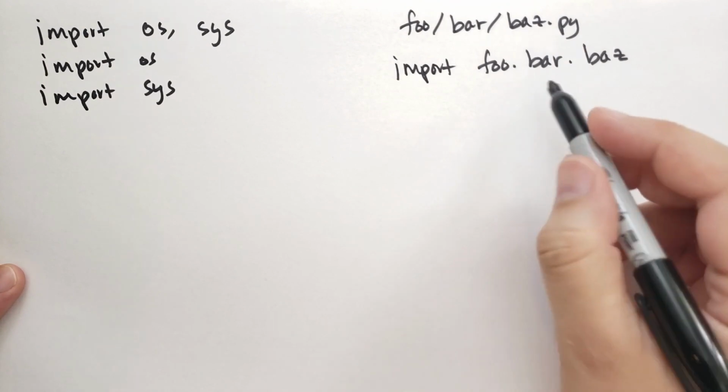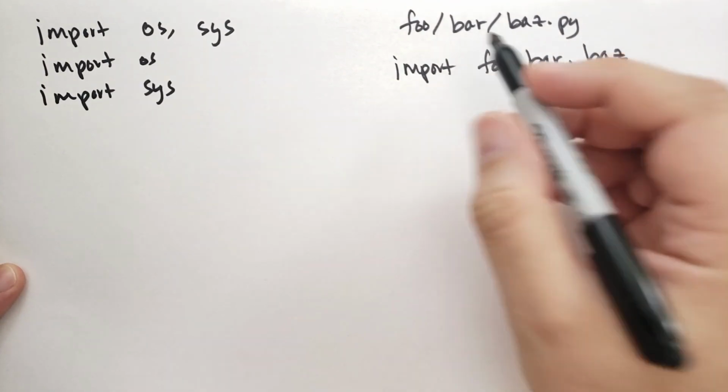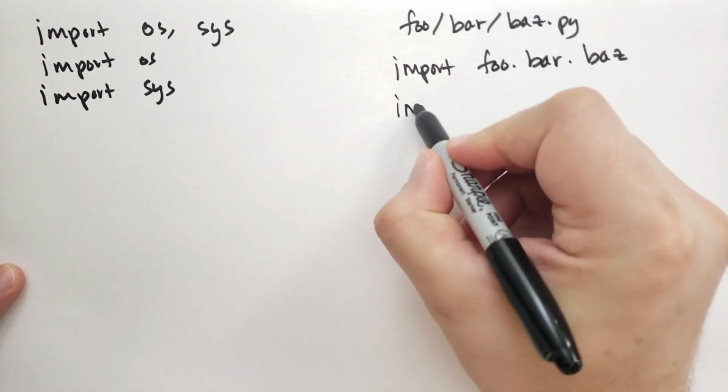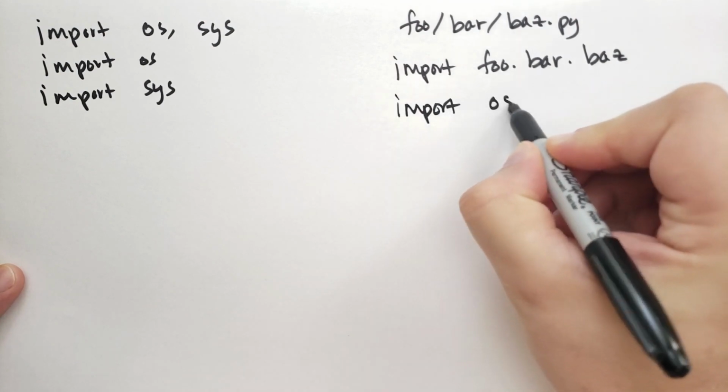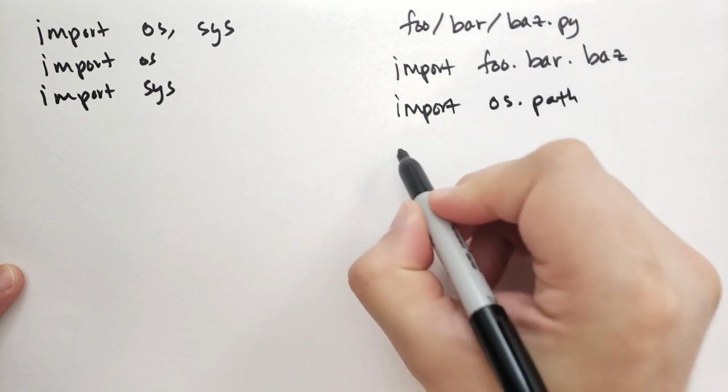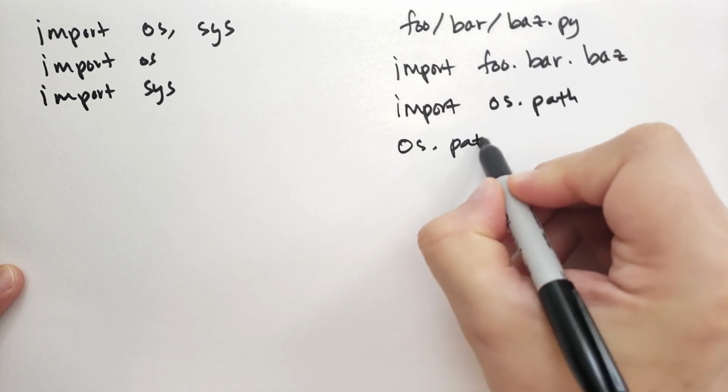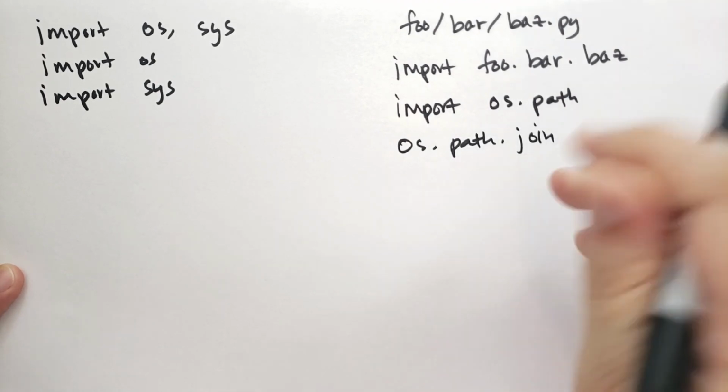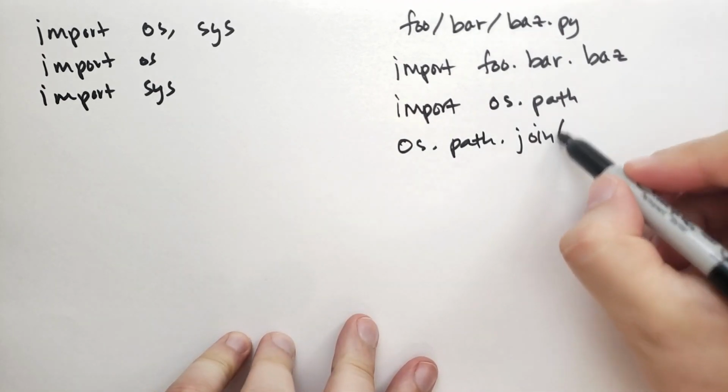Note that if you wanted to access something inside of this, you would have to use the attribute access. So if we did import os.path, then we would say os.path.join to use the join function that's inside of the path module.